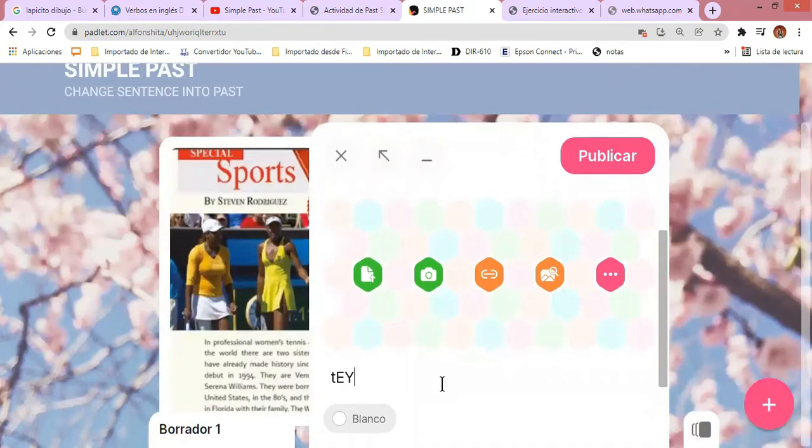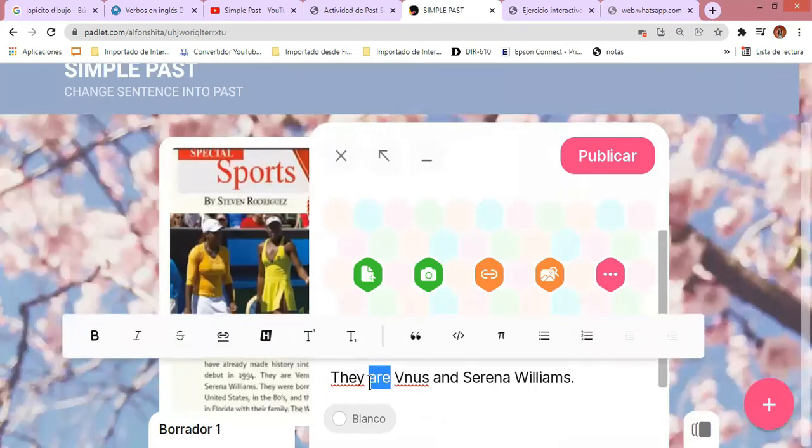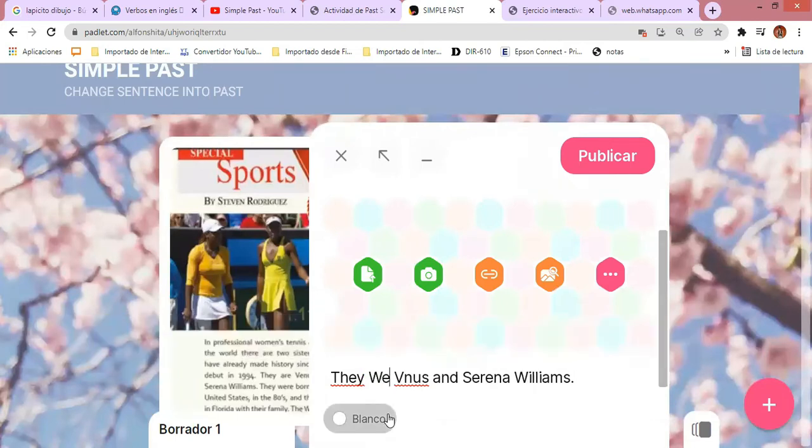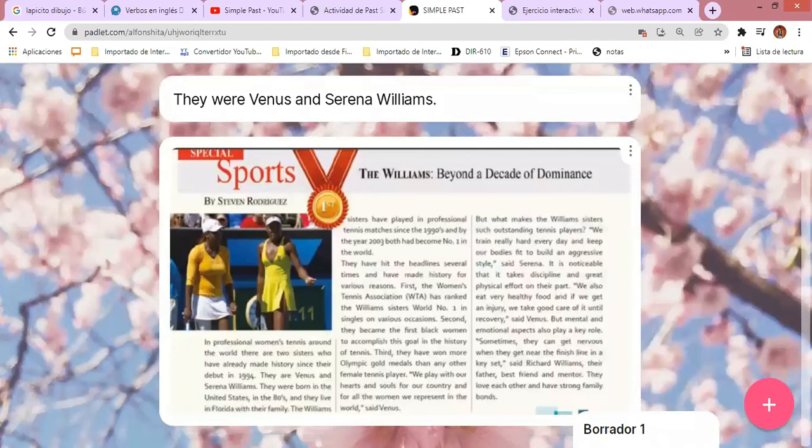Example was: they are Venus and Serena Williams. So I have to change the verb in simple present to simple past. Okay, did you get it? So I press publicar and my sentences appear online. Please try to do it quickly, please.